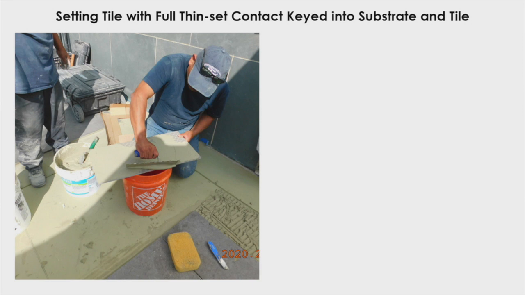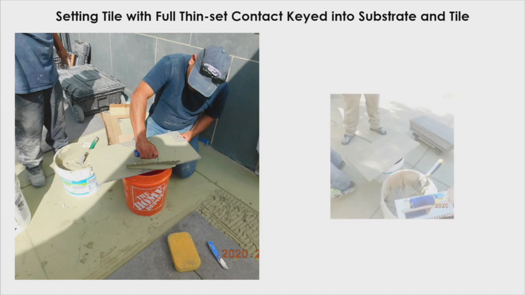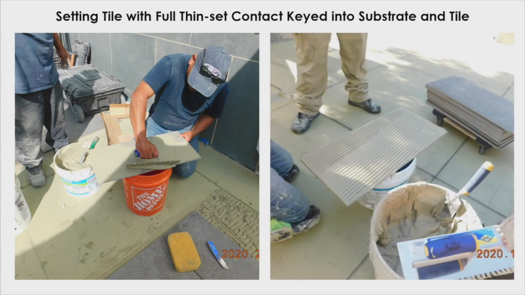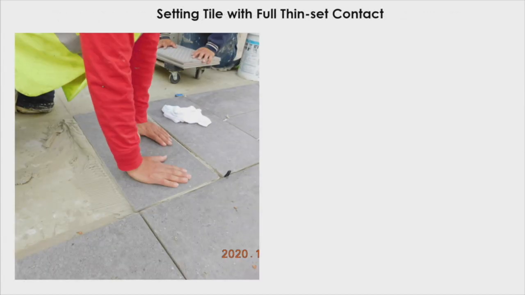Here we're setting the tile. Key step is using the flat side of the trowel to burn or key it into the back of the tile as well as the substrate. Here you want to trowel so your trowel ridges are all parallel to each other. On larger tiles, we want to trowel parallel to the short edge of the tile because we don't want to trap air underneath. And that's what that helps you do.